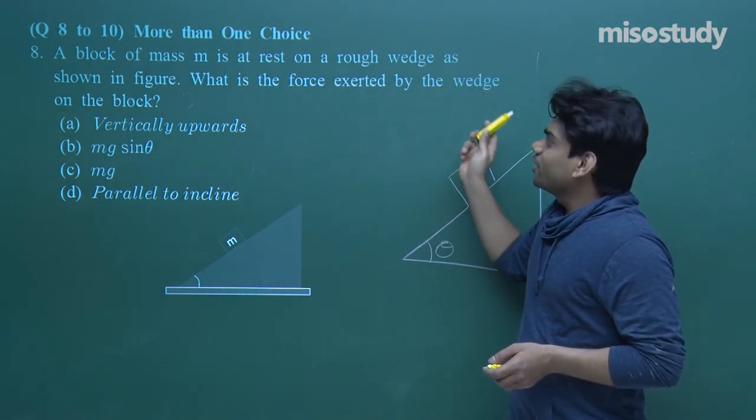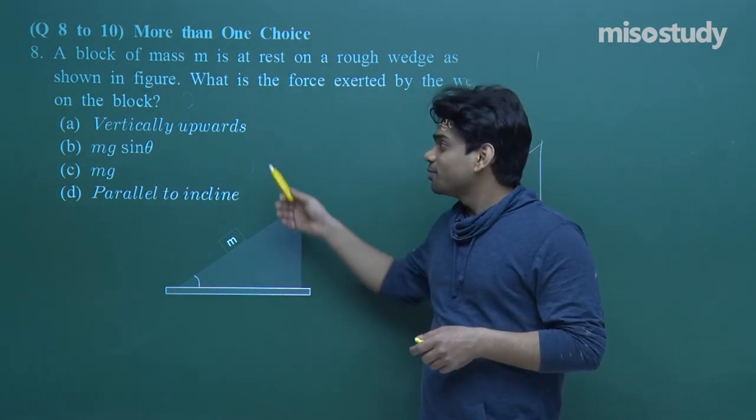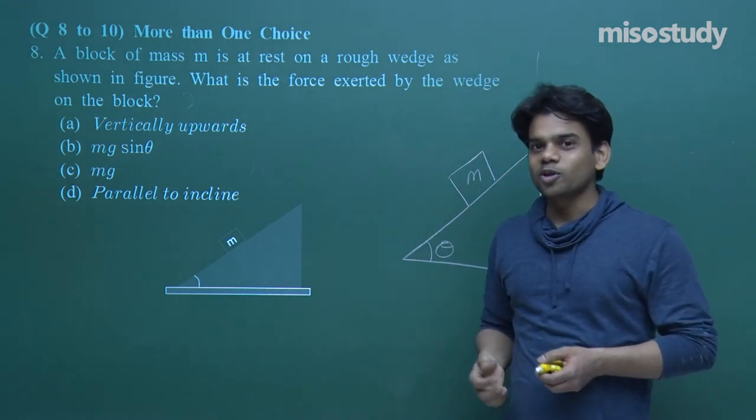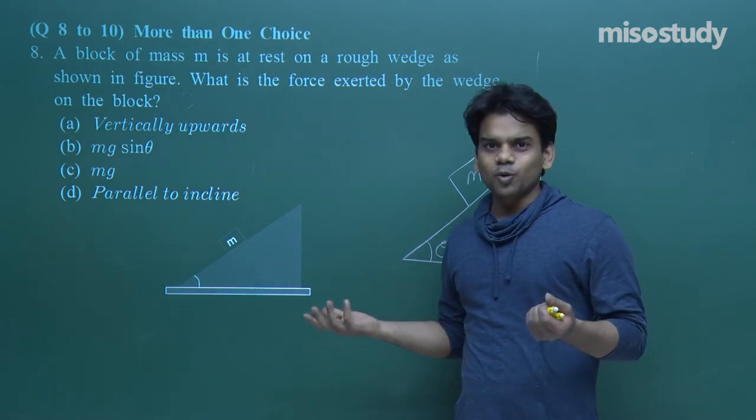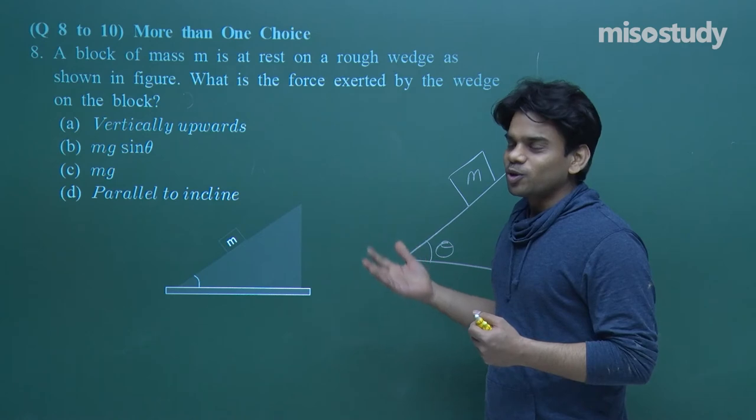What is the force exerted by the wedge on the block? A, vertically upward, where the force is acting vertically upward. B, mg sine theta. C, mg. D, parallel to incline. Multiple choice, more than one correct can be, even one correct, even two correct, three correct, all four correct. Let's see, all four correct is not a possibility based upon the options.